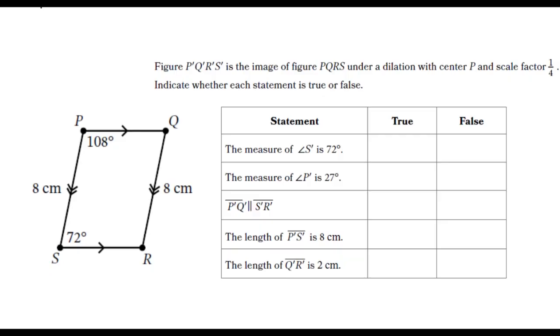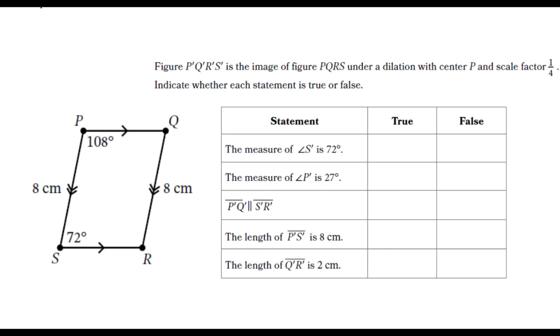For this question, figure PQRS prime is the image of figure PQRS under a dilation with center P and scale factor of 1/4. Indicate whether each statement is true or false. So as we look at this, we see the original image, PQRS, and we see the measurements of the angles and the measurements of the two sides. And these sides are parallel, indicated by the lines. And so let's look at each question and answer them individually.